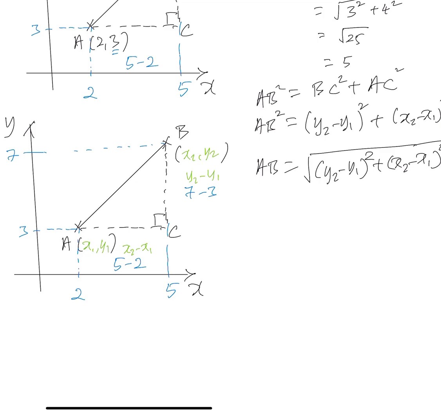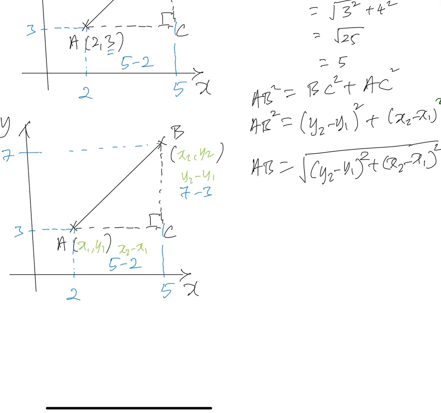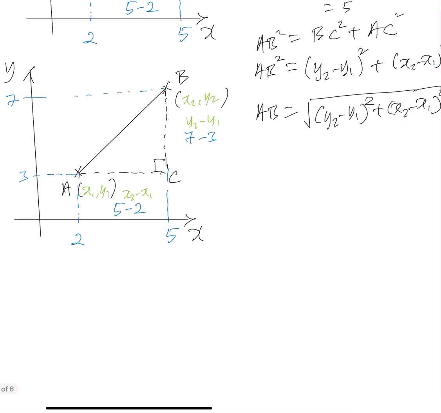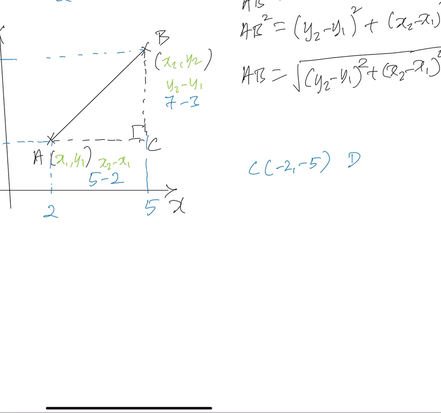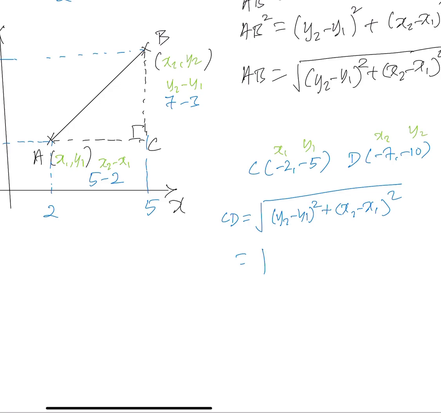With that in mind, if I give you two coordinates, let's see how we apply this. Let's say C is (-2, -5) and D is (-7, -10). So CD is equal to the square root of (y2 minus y1) squared plus (x2 minus x1) squared. At the start, we can label this as x1, y1 and this as x2, y2, and I just need to replace it.